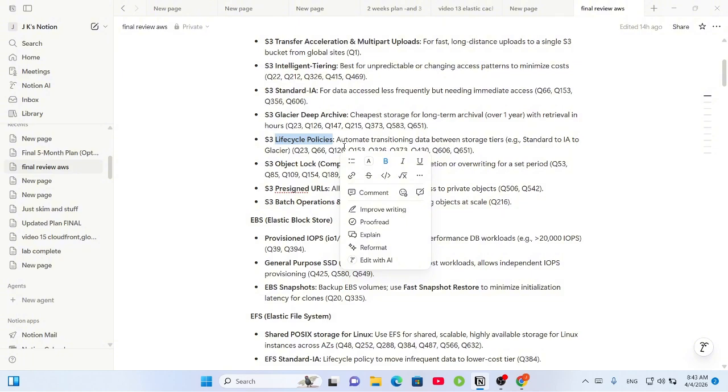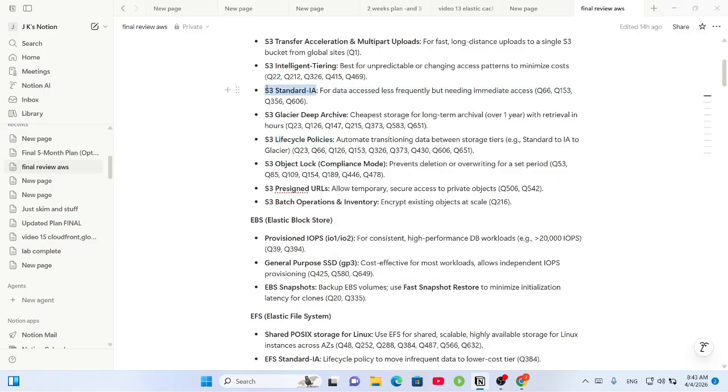It's not frequently accessed. So where can you move it? You move it to Standard Infrequent Access, right? And then let's say this data hasn't been accessed at all for a long time, like 60, 90 days, or even 1 year. Then you move it to S3 Deep Glacier, because it's the cheapest, right? So you don't have to do all this manually. You can just specify a lifecycle policy, and it will automate this process for you.